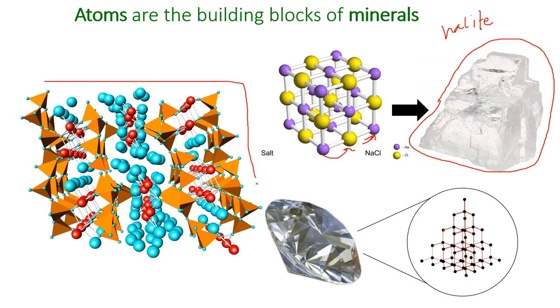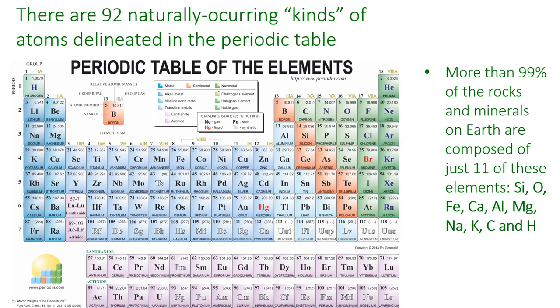Here's actually a diagram of what mica looks like at the atomic scale. These are all made out of atoms, and the way that the atoms are arranged is extremely important. You can't just have the right atoms, you have to have the atoms in the right order.